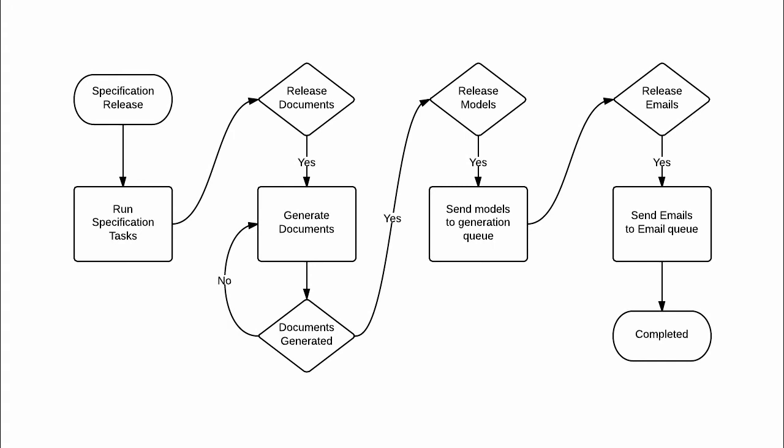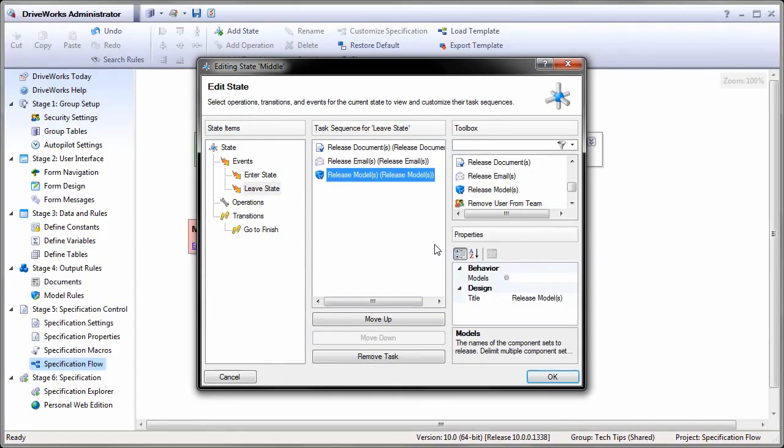If there are multiple locations for release documents, it is important to ensure that emails that include the documents as attachments are released after all of them.